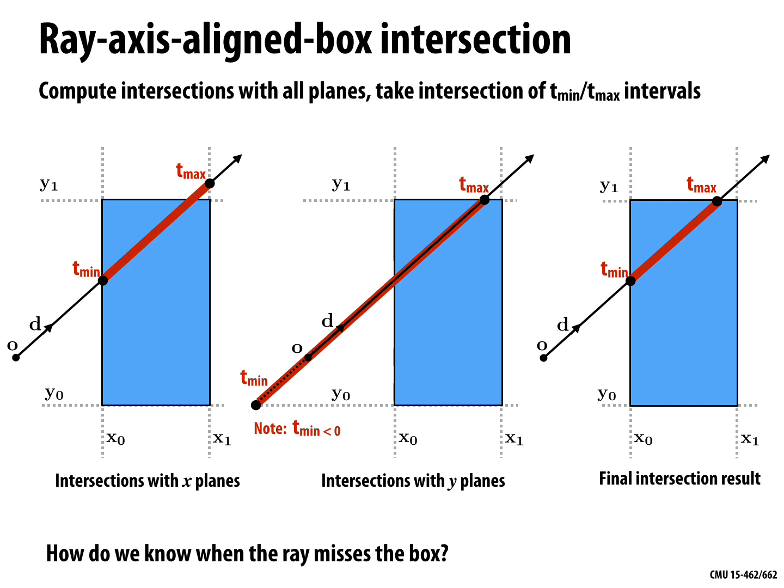Okay? So just think about that a second. How do we know when the ray misses the box? Well, when that intersection of intervals is empty. Okay?